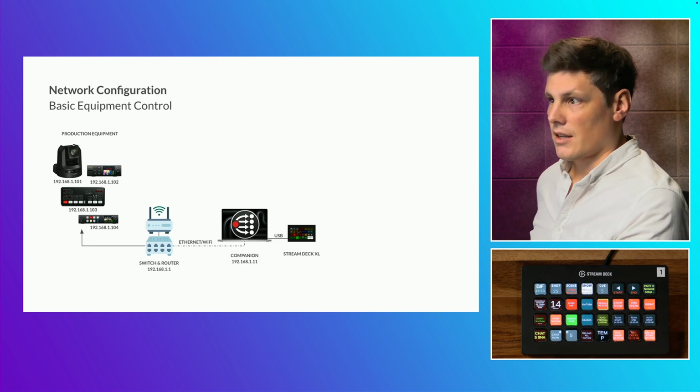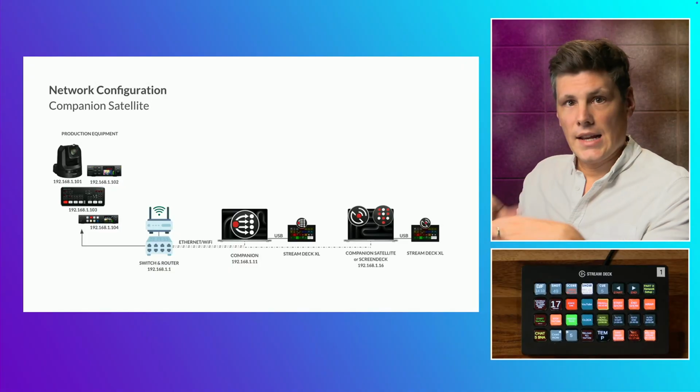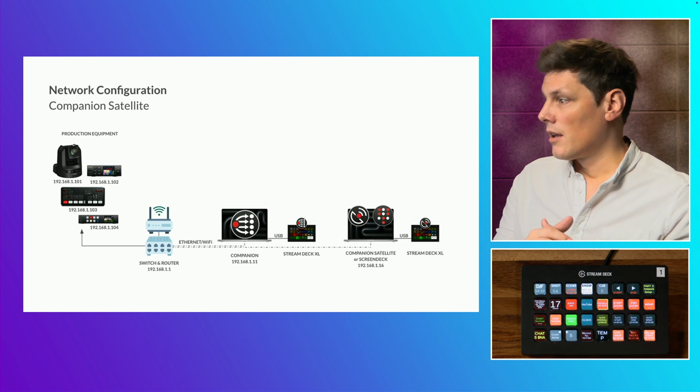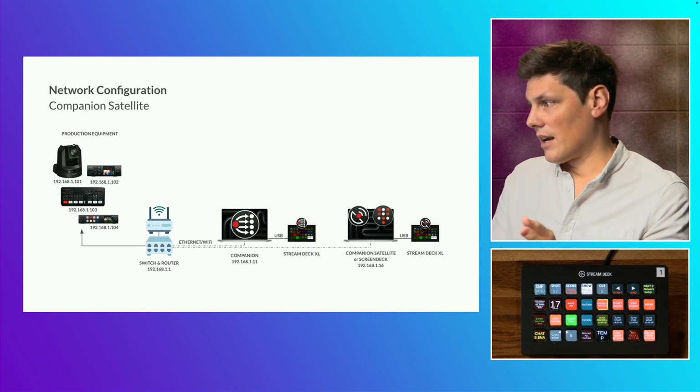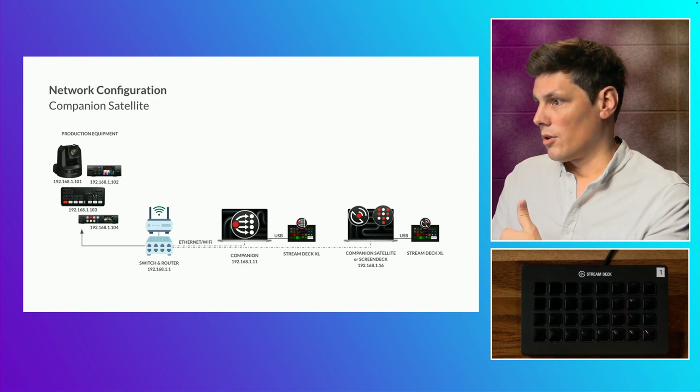So that's our basic equipment setup, but let's take a look now at more of a remote control. And remember, we were talking before about downloading Companion Satellite, and there's also another application called ScreenDeck. I always get that confused with Stream Deck. What that basically does is allow you to add in a secondary computer somewhere on your network. It can be over Wi-Fi, or it can be over Ethernet, and that allows you to add in another Stream Deck maybe further away. And so in this scenario, we've got Companion Satellite running on that secondary computer.